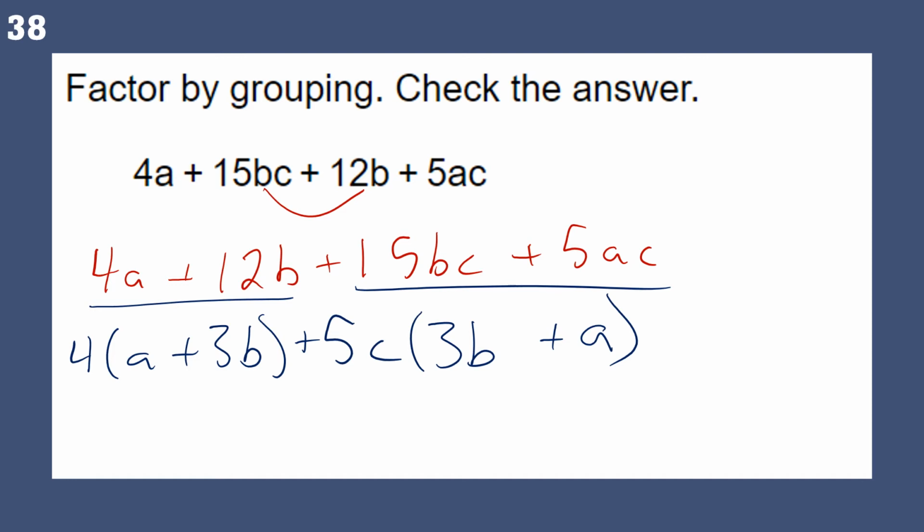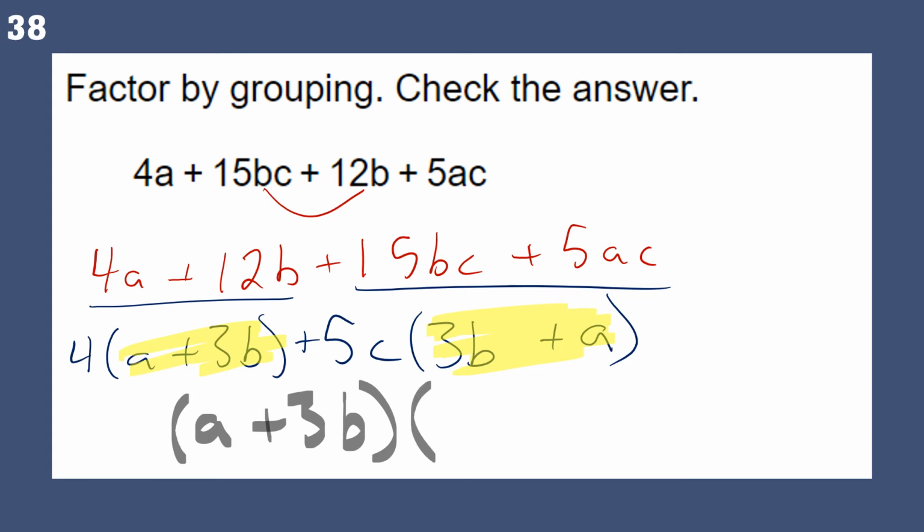So I do want you to notice that what's inside the parentheses is very, very similar. In fact, it's just the same thing in a different order. Since addition's commutative, we can say, yeah, that's actually the same thing. a plus 3b is the same as 3b plus a. So we can actually write our answer as two answers: a plus 3b, and then the other parentheses, we're just going to put the other thing. In other words, what do we have left on the outside?